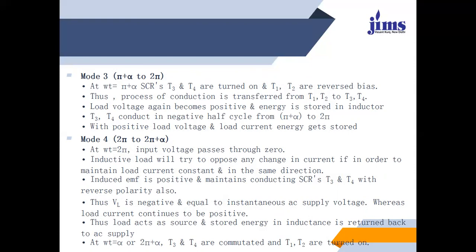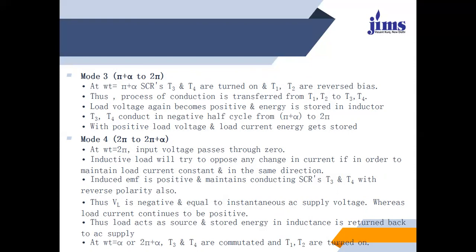The load voltage again becomes positive and energy is stored in the inductor while T3 and T4 conduct in the negative half cycle from pi plus alpha to 2 pi. With positive load voltage and load current, energy gets stored. Under mode 4, 2 pi to 2 pi plus alpha: at omega t equal to 2 pi, the input voltage passes through zero.